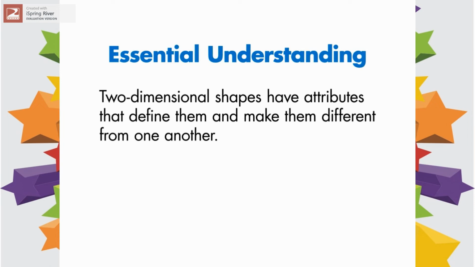The essential understanding for this lesson is two-dimensional shapes have attributes that define them and make them different from one another. Previously, students identified two-dimensional shapes by name. In this lesson, students use attributes, such as the number of sides and the number of vertices, to define two-dimensional shapes.